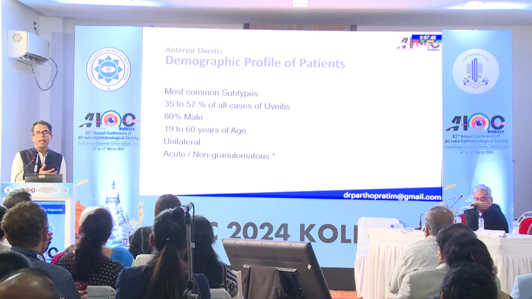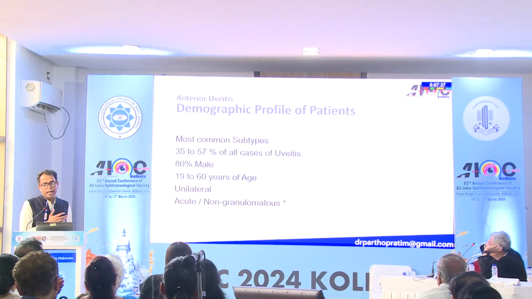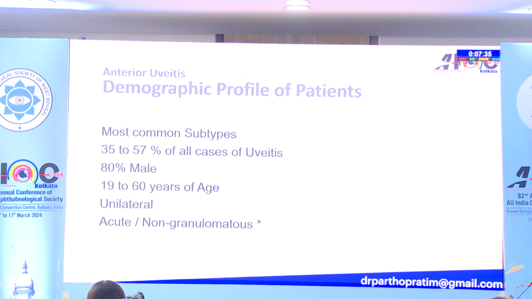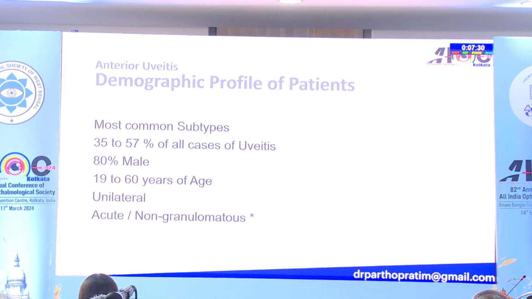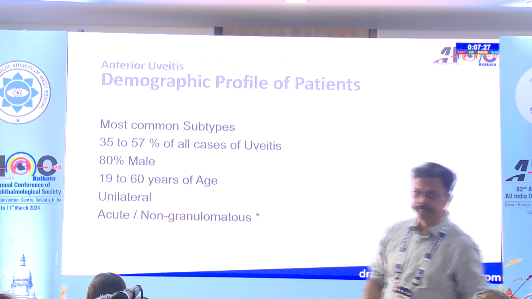I have analyzed all the retrospective studies, mainly from our institute and one or two from other institutes, that analyzed the various causes of uveitis. In anterior uveitis, the demographic profile that emerges is that it's the most common subtype, 35 to 57% of all cases. 80% of the patients are male, the 19 to 60 years age group is involved, and mostly they are unilateral. The most common among this anterior uveitis is acute and non-granulomatous anterior uveitis.